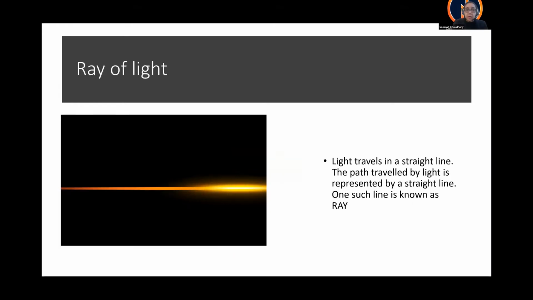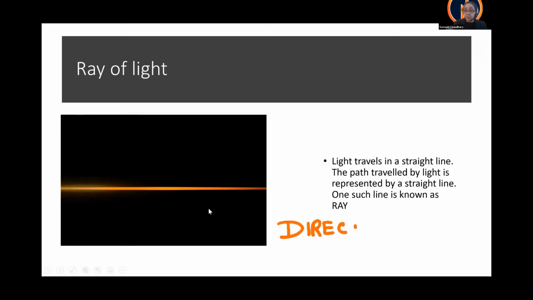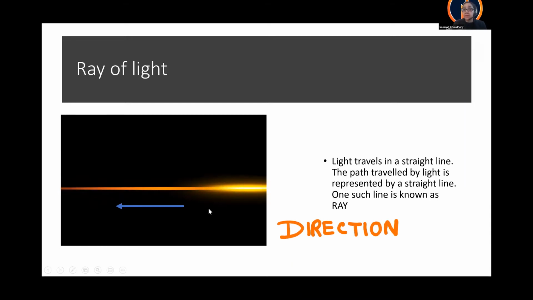Now coming to the definition of a ray of light. We all know that light travels in a straight line, right? You can see in this picture that it is traveling from a particular direction. This is a very important part: a ray is traveling in a particular direction. The direction can be specific based on where you keep the luminous object or where the luminous object is. So you have to remember that it is in a specific direction.